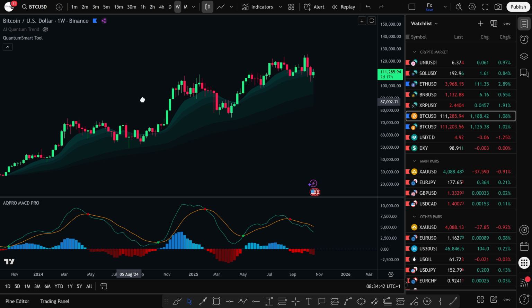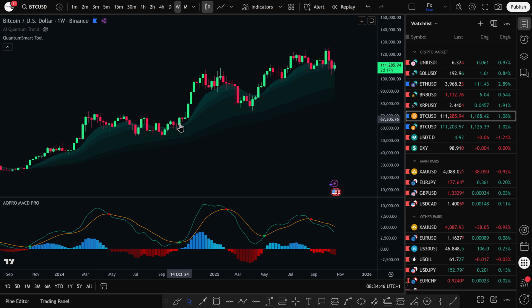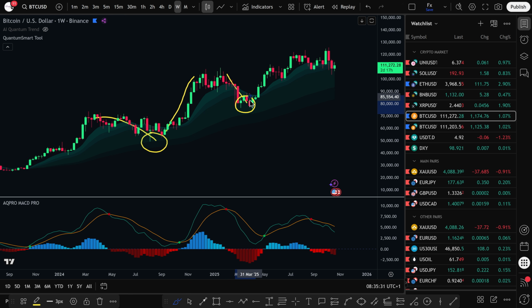Now, looking closely at the Quantum Smart Tool, it shows that Bitcoin has been in an overall bullish market structure on the weekly timeframe. You can clearly see the moving average cloud continuing to hold a bullish bias. What we observed on Bitcoin is that around 2024, we had a small bearish correction here. Then the price continued bullish. Another correction occurred later, but again, the Quantum Smart Tool acted as a support zone for that retracement before we saw another continuation to the upside. This correction over here happened in 2025, while the previous one was in 2024.